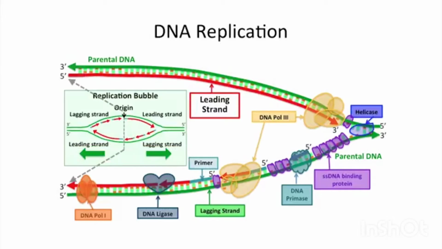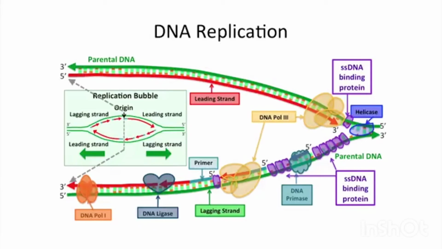We'll focus on the view of this picture on the right-hand side of the overall, with the leading strand at the top and the lagging strand at the bottom. So we start with helicase, which opens DNA. It separates the two strands from each other. Single-strand binding proteins come in wherever there are single strands on either the leading strand or the lagging strand.